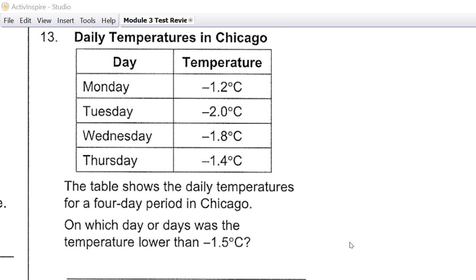Number 13, daily temperatures in Chicago. You'll see 4 days, Monday, Tuesday, Wednesday, Thursday, and you'll see their temperatures, and you'll notice them all being in the negatives. It is noteworthy that Tuesday is -2 and all the rest are -1 point something. Read the question. The table shows the daily temperatures for a 4-day period in Chicago. On which day or days was the temperature lower than -1.5? It's important to note a piece of directions here that you need to catch on to. It says which day or days. Please understand that that could mean there's one answer. It could mean there's multiple answers. It's really important that you catch that.